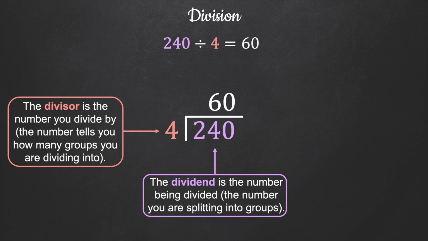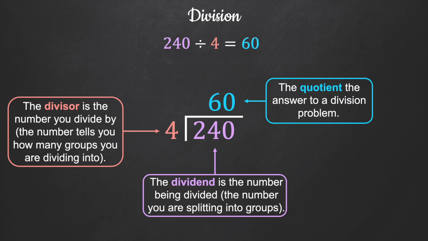The divisor is the number you divide by. This number tells you how many groups you are dividing into. So basically, we're taking 240 and dividing it into 4 equal groups. And we ended up with an answer of 60. So that means when we took 240 and divided it into 4 equal groups, we got 60 in each group. And this is called the quotient. The quotient is the answer to a division problem.